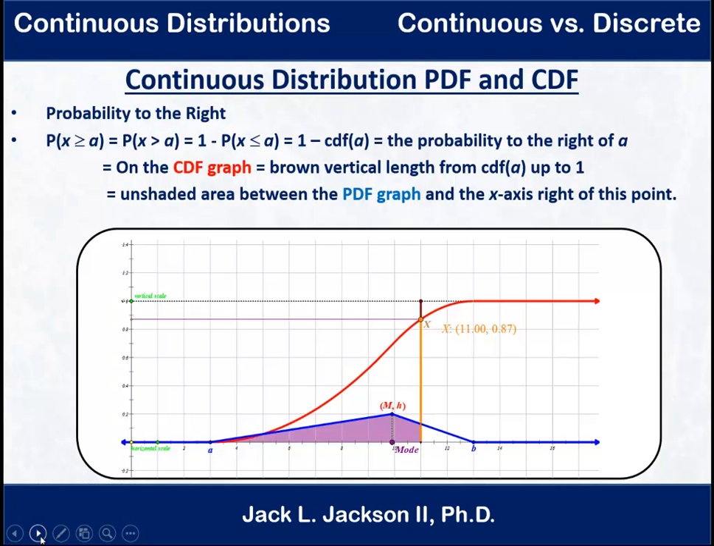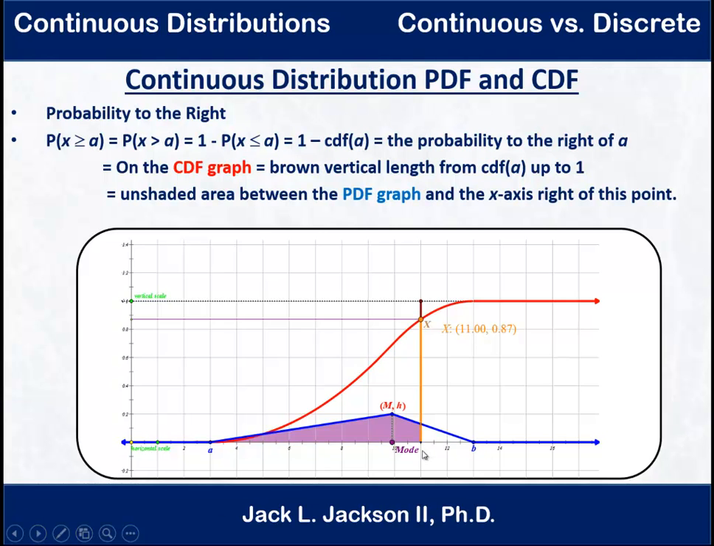Well, what if we want to do a probability to the right? Now we're talking about the probability that x is greater than or equal to a, or in other words, the probability that x is greater than a, because again the probability that x equals a is 0. That turned out to be the same as 1 minus the probability that x is less than or equal to a. Well, the probability that x is less than or equal to a, a left probability, is a CDF. So what we have here is 1 minus the CDF of a, and that will give us the probability to the right of a.